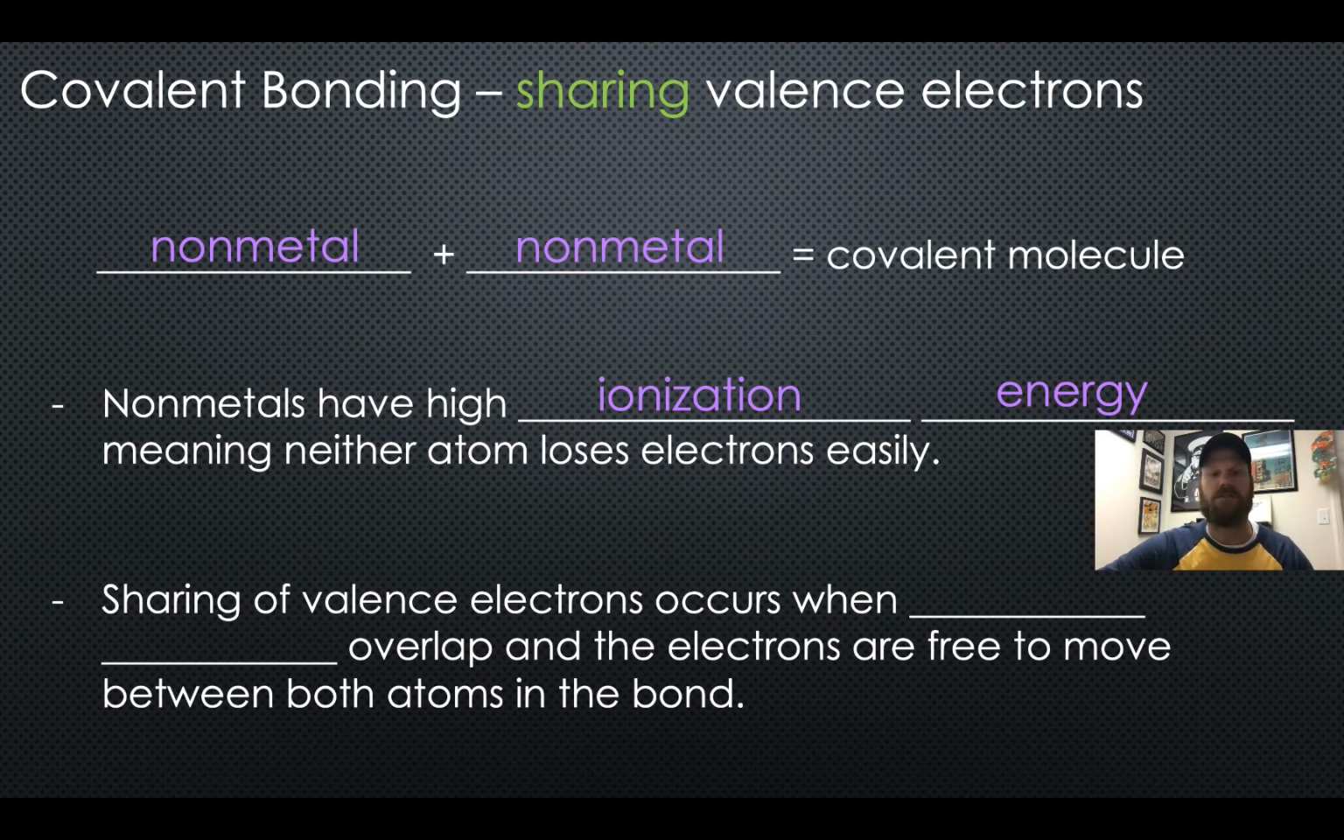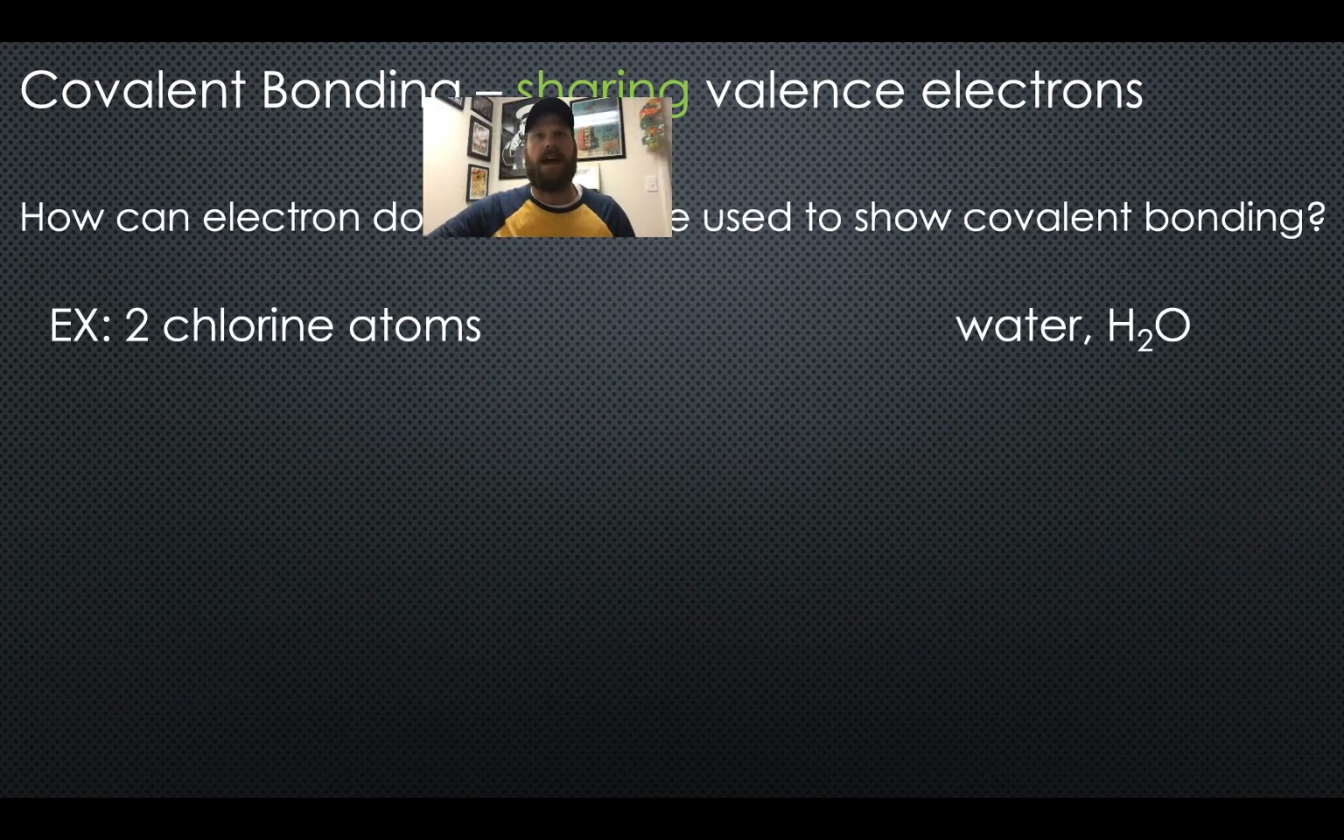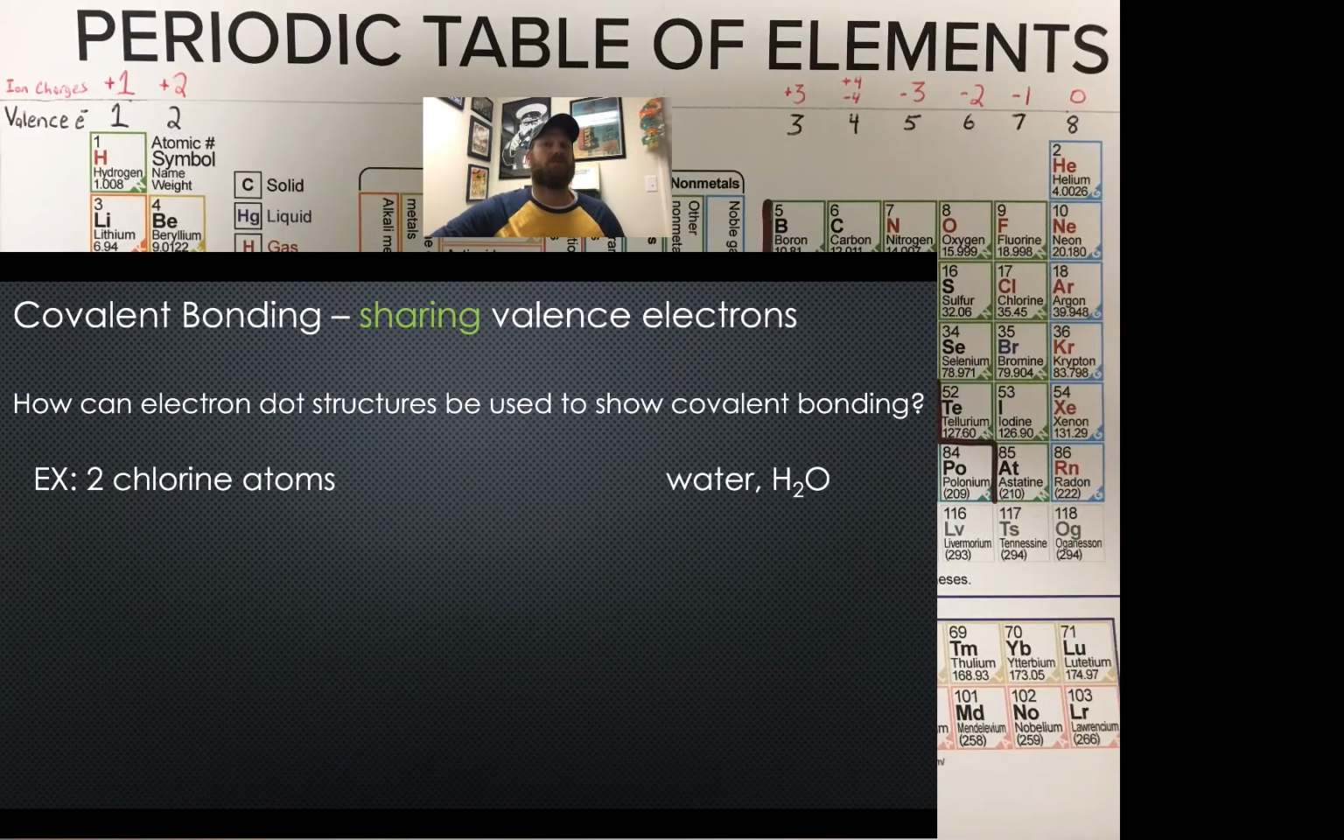Instead, the valence electron clouds of the nonmetal atoms overlap, and the valence electrons are free to move between both atoms that form the bond. The nonmetals are sharing the electrons in their valence shells. Okay, how can we represent this with an electron dot structure?